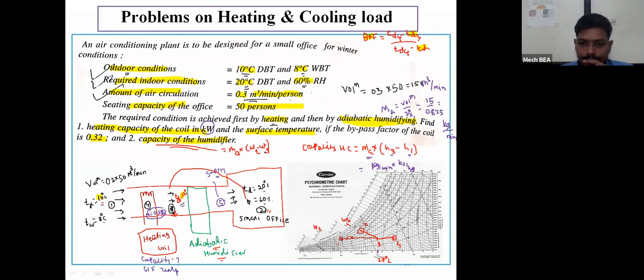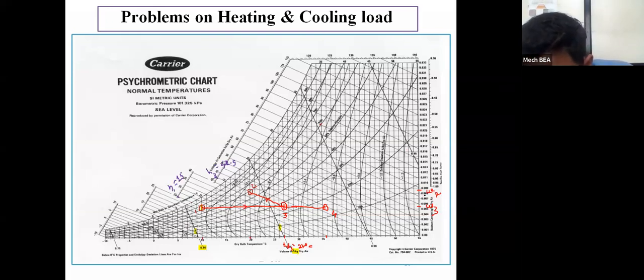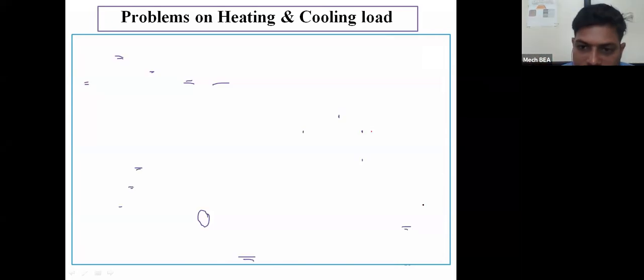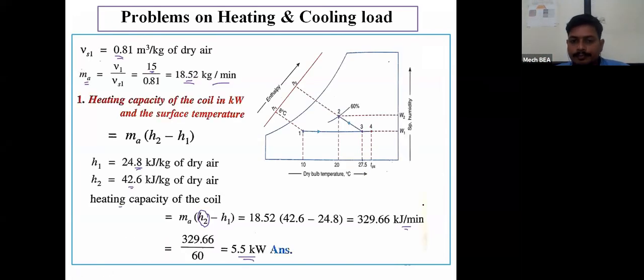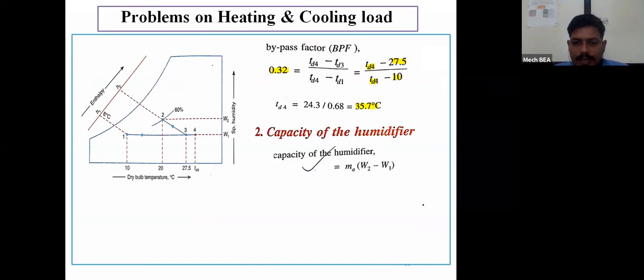So here, by using psychrometric chart, I will get the value of small w2 and small w3. The value of small w2 is in between 0.08 and 0.09, and the value of W3 is in between 0.05 and 0.06. So exact value we will see. To find out the capacity of humidifier, formula is mass of air into specific humidity difference between point number 2 and point number 3.